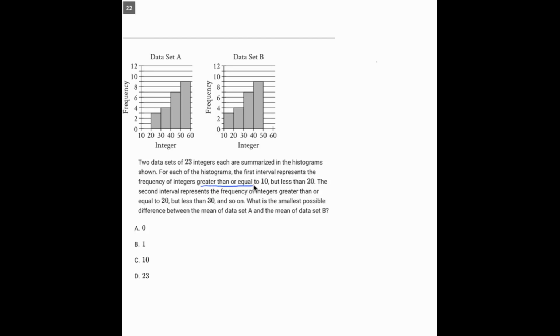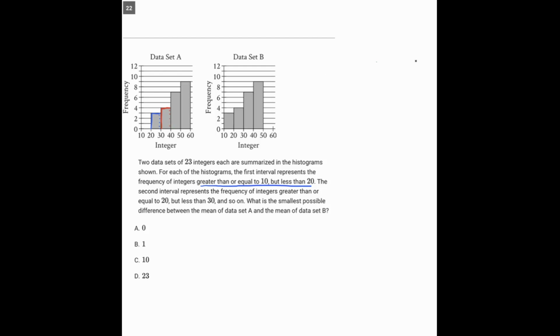greater than or equal to the number on the left, but less than the number on the right. So in this blue bar here, the numbers are greater than or equal to 20. So they can be 20. They're integers. So they can be 20, 21, 22, 23, all the way up to 29 because we know they can't be 30. Similarly, for this red one, the numbers can be 30, 31, 32, but they can't be 40. So the max that they can be would be 39.